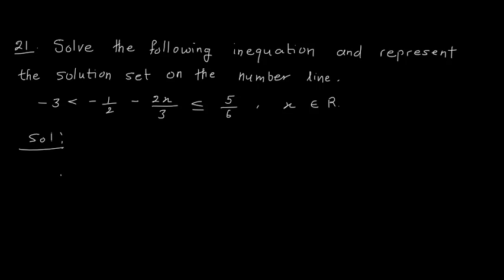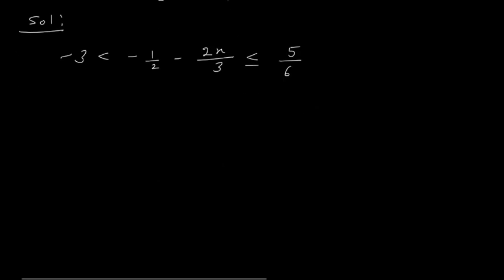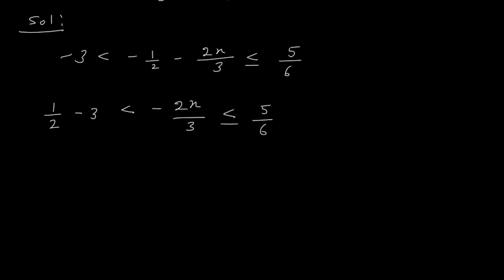So I will write minus 3 is less than minus 1 by 2 minus 2x by 3, which is less than 5 by 6. Now what I will do, I will add 1 by 2 throughout. So when I add, I will get 1 by 2 minus 3 less than minus 2 by 3 minus 2x by 3, and here it is 5 by 6 plus 1 by 2. So see here, 1 by 2 I have added throughout. So here it is 1 by 2 minus 3.